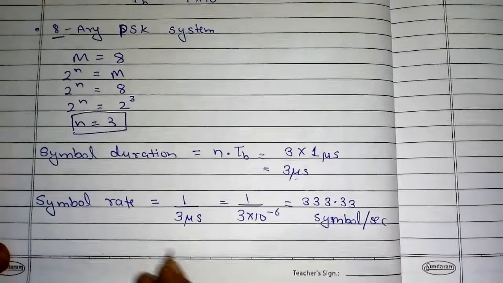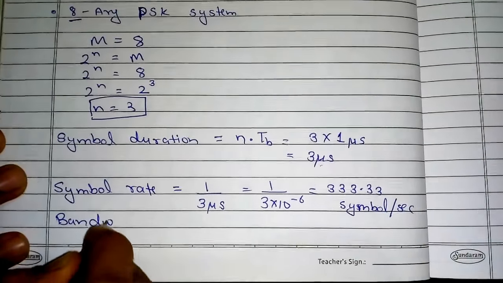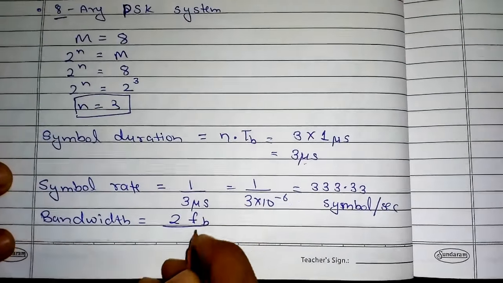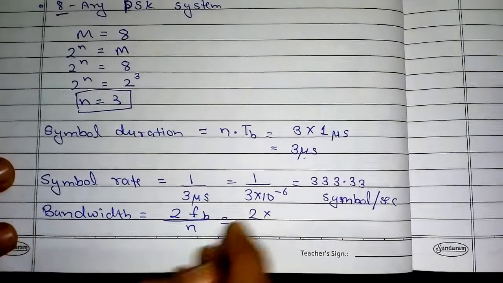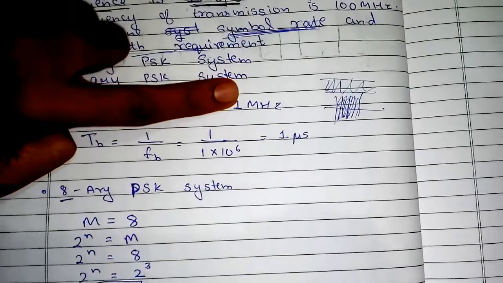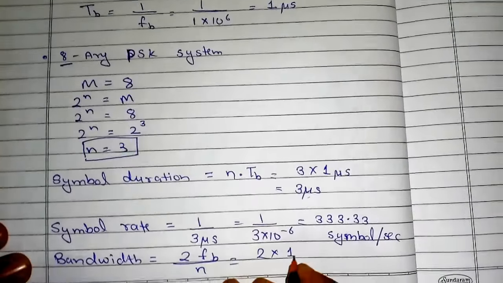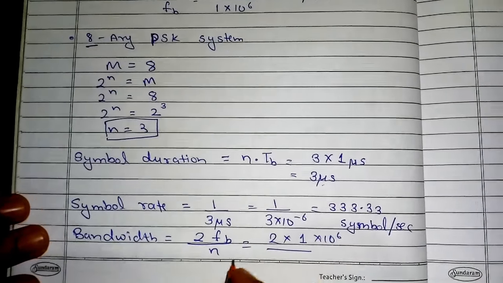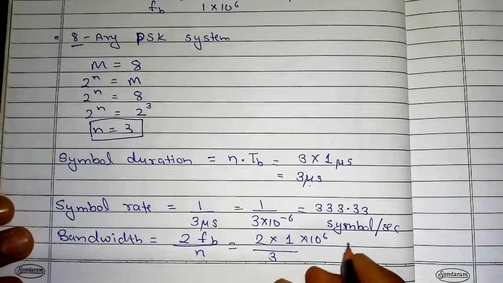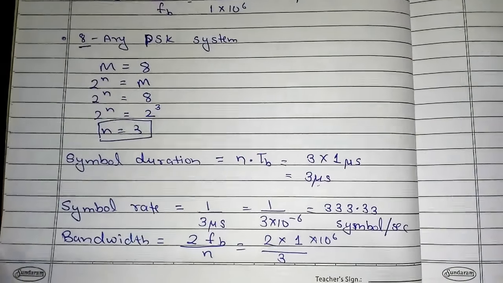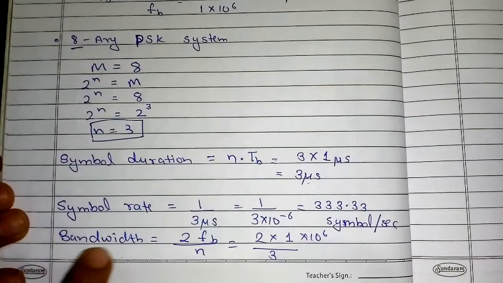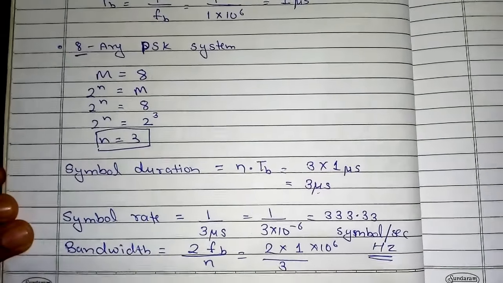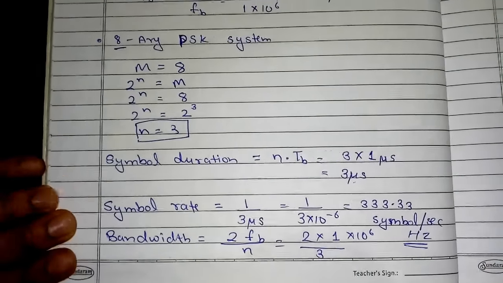Then next we have bandwidth. Bandwidth is equal to 2 into FB upon n. My FB is 1 megahertz, so I will write 2 into 1 into 10 raised to 6 upon n, which is 3. Solve this and you will get the value of bandwidth. Since this is bandwidth, its unit will be hertz. So the answer will be in kilohertz or megahertz.